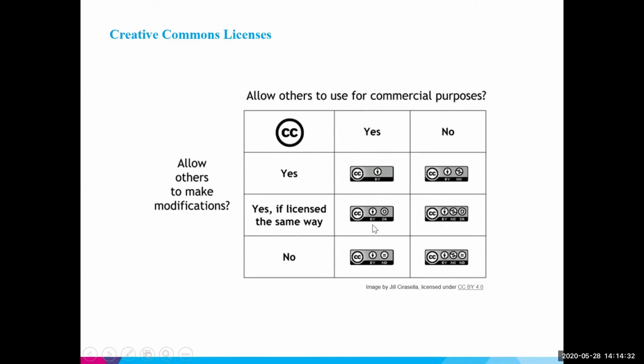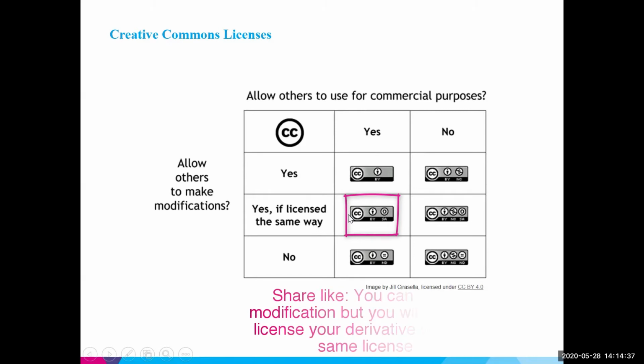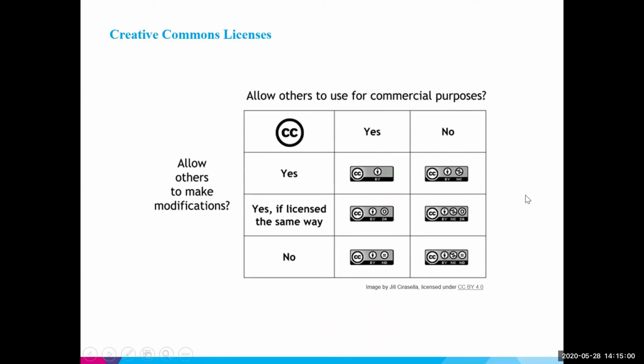I'll just go over what share alike is. So this is BY SA, which means share alike. And that means that if you do make modifications, you are allowed to make modifications. But if you do, then you have to license your derivative with the same license. So once again, the author is retaining their copyright here, but they're being nice and they're letting people do various things with their work. So Creative Commons comes into play a lot when we're talking about open access and when we're talking about self-archiving.